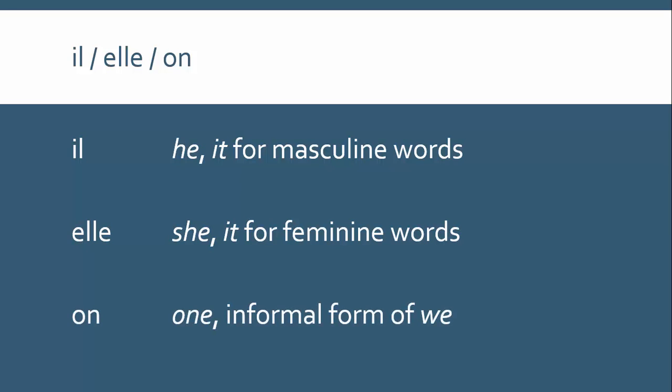And on has 2 meanings. It either means one, as in one must eat 5 portions of fruit and vegetables a day. So it's a pronoun which doesn't refer to anyone in particular, but people in general. Now in English that is quite formal, generally associated with royalty. In French though, using on to refer to people in general is very, very common. More commonly though, on is used as an informal form of we. So although on is a singular pronoun, it can be used in a plural way. That doesn't mean that the conjugation changes, but the meaning can differ slightly depending on the context.